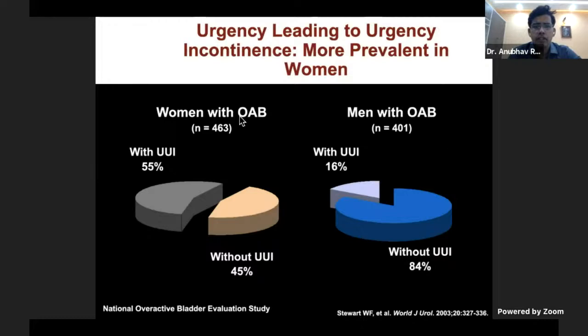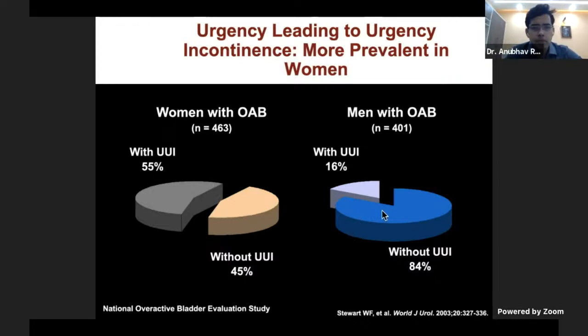You can see the difference between OAB in women and OAB in men. Women with OAB usually have urgency urinary incontinence. 55% of the female patients will have incontinence. This is a very common problem in our Indian setup also, because patients attribute this to old age. Many patients come, suffering for the last many years, but they thought that this was because of old age, and they try to defer seeking treatment.